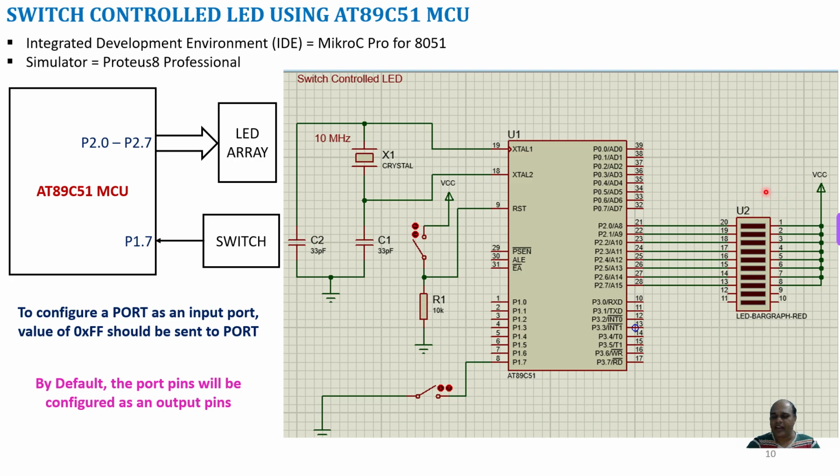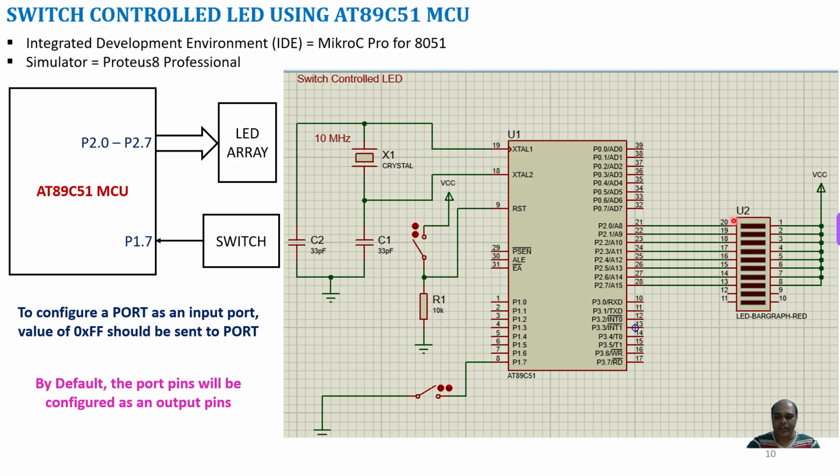I have taken a bar graph LED where pin numbers 1 to 8 represent the anodes of the LEDs, and pin numbers 13 to 20 represent the cathodes of the LEDs. The anodes I have interconnected and given to a supply. The cathodes I have connected to port 2.0 to 2.7. Remember, there is an internal pull-up on this port, so by default the port pins will be at logic high. Providing logic 0 to a pin will make the LED glow.